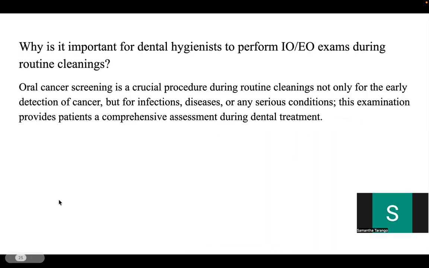Okay, so why is it important for dental hygienists to perform IO and EO exams during routine cleanings? Oral cancer screening is a crucial procedure during routine cleanings, not only for the early detection of cancer, but for infections, diseases, and any other serious condition. Doing these exams provides patients a comprehensive assessment during dental treatment. So we're not only cleaning their teeth, we're also looking at the overall health of their mouth, their head, and their neck.